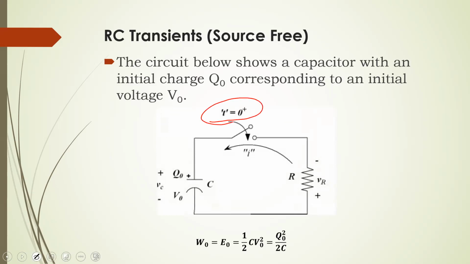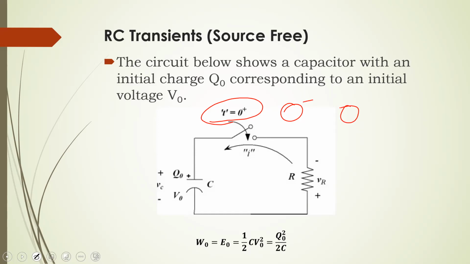Now, one thing we see here is t equals 0 plus. The question is what that means. That's one of the things we are going to introduce in transients. We have three zeros that we are going to talk about: 0 plus, 0 minus, and 0. Now it is very difficult to do our analysis at 0. Yes? So usually we talk about 0 plus and 0 minus.